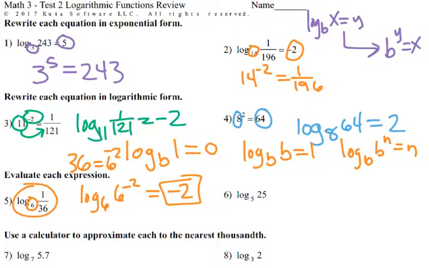Okay, number 6. 25 is really 5 squared. So log base 5 of 5 squared is also 2.